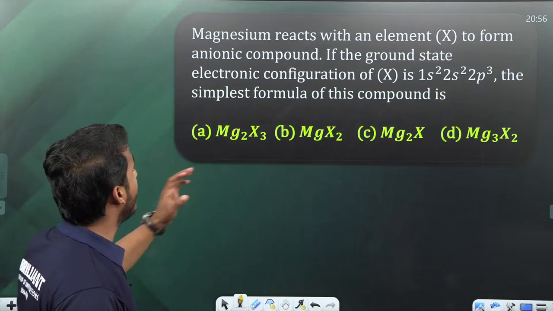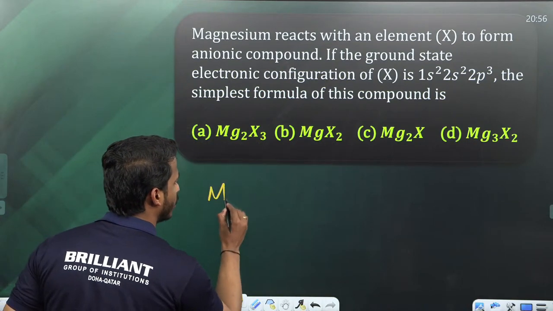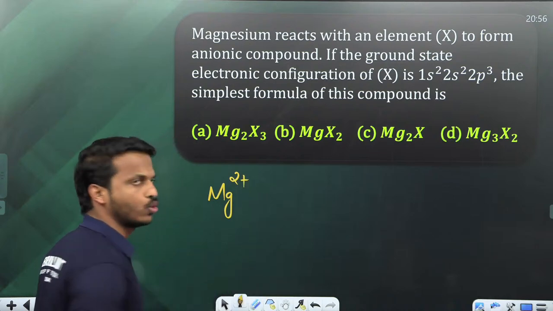Next one: magnesium reacts with an element X. Magnesium, you know the charge is what? Magnesium charge is 2 plus.